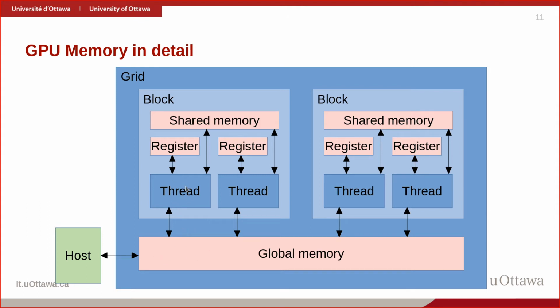Then each thread also has access to a register. So if you type something like int a inside of a kernel, that will be inside of the register. The register is very small. It's per thread, but it's extremely small. It's extremely fast, sorry. So if you want something to be fast, you want to use the register.